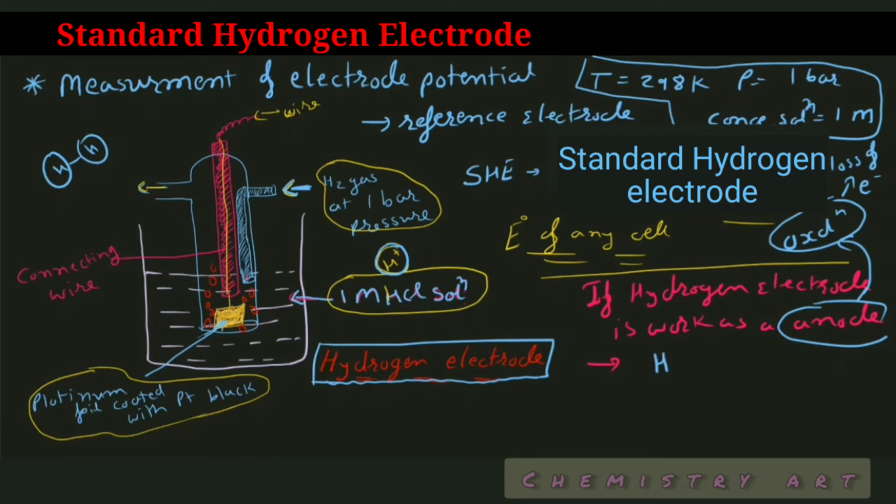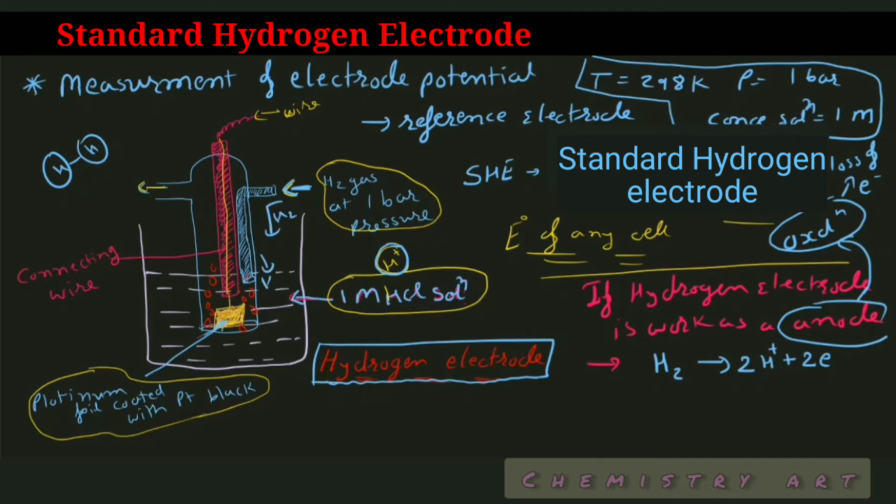So can I write it like this? H2 is losing electrons, so arrow, and after losing it will convert into H plus only. So I have to write 2H plus, because single hydrogen is not there, H2 is there, and 2 electrons will be lost. These 2 electrons will move from the platinum plate to the wire, and from the wire to the other electrode that is attached.